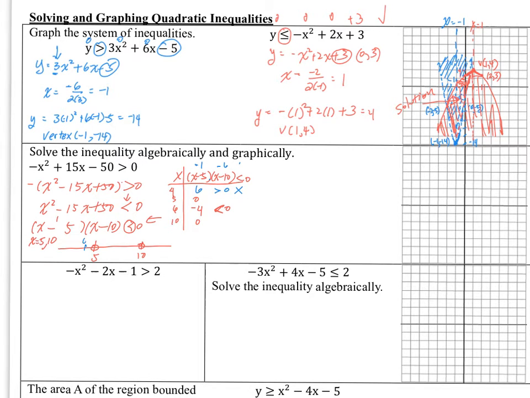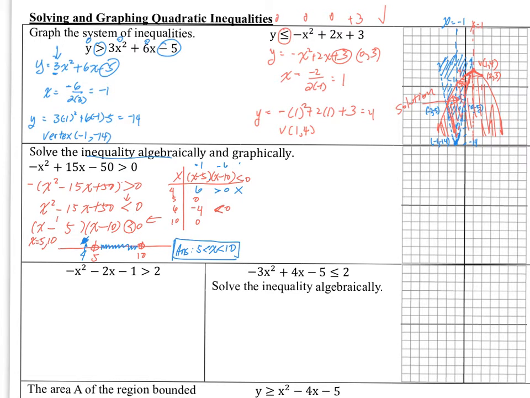So when you get 4 here, you get a positive number. We don't want that. So we want everything between 5 and 10. So our solution would be 5 less than x less than 10. Well, that's how we present our answer when it asks you to solve an inequality algebraically.